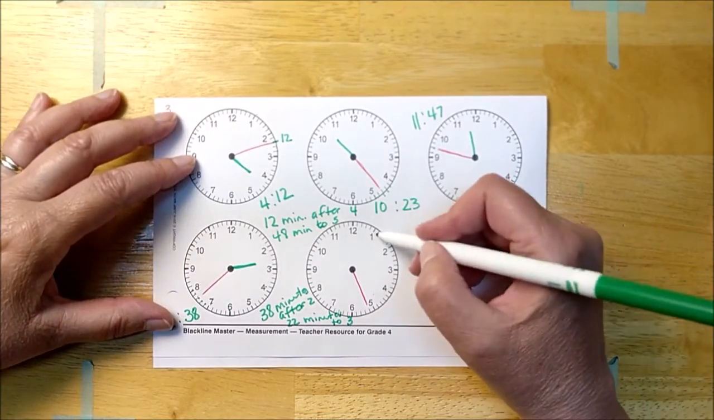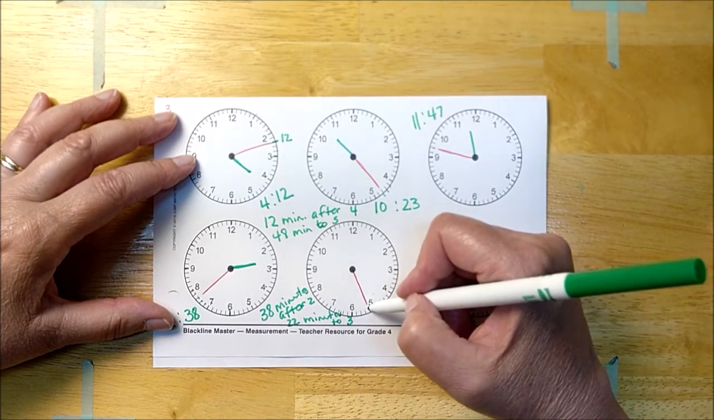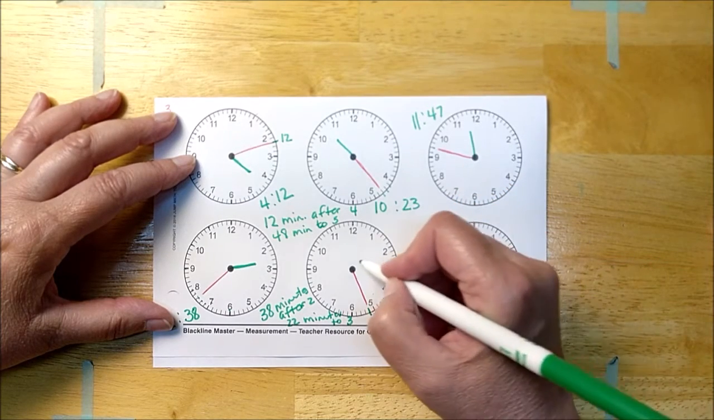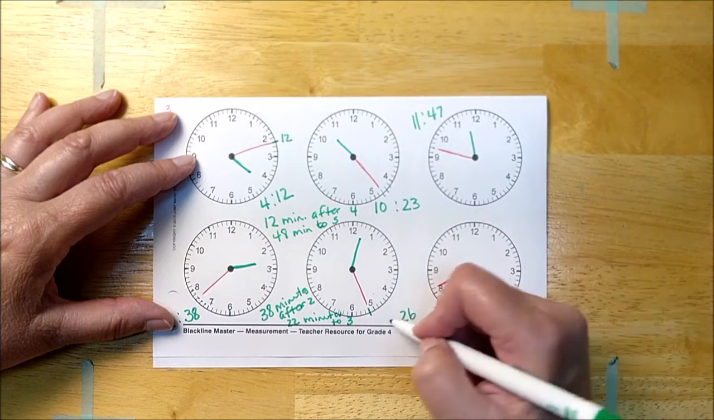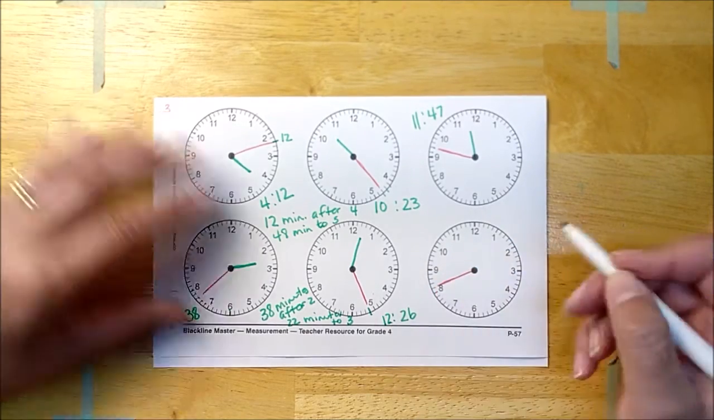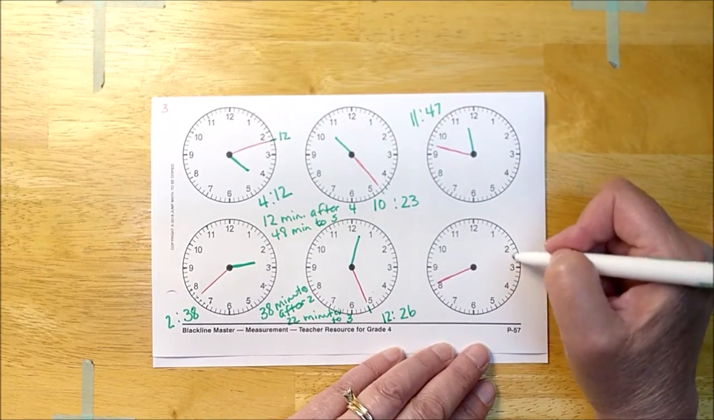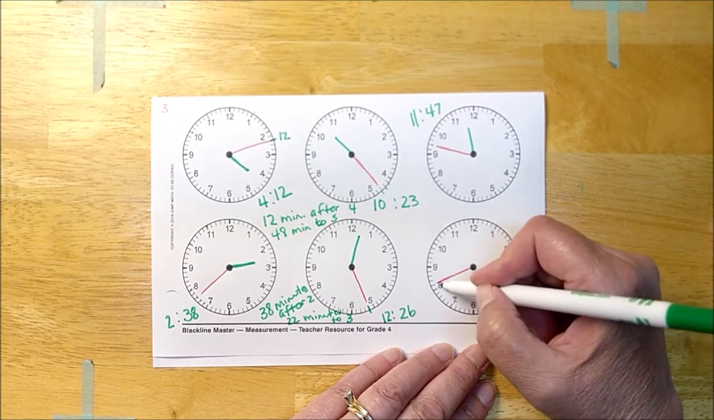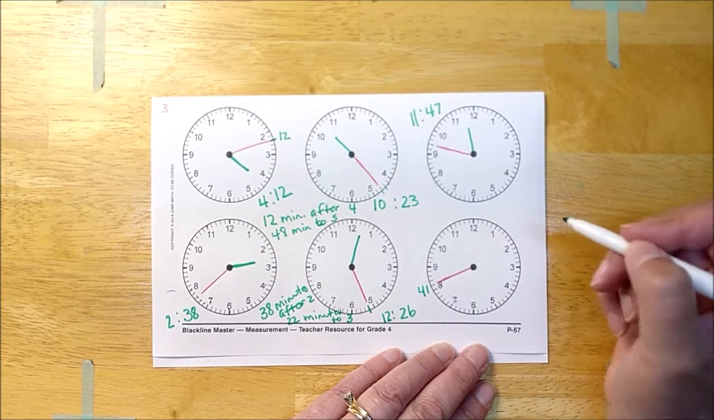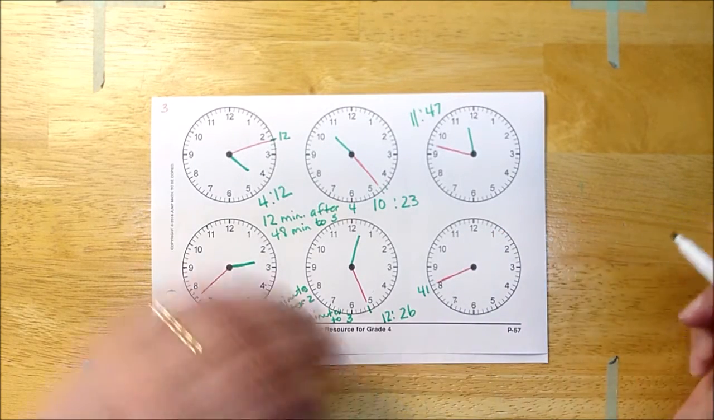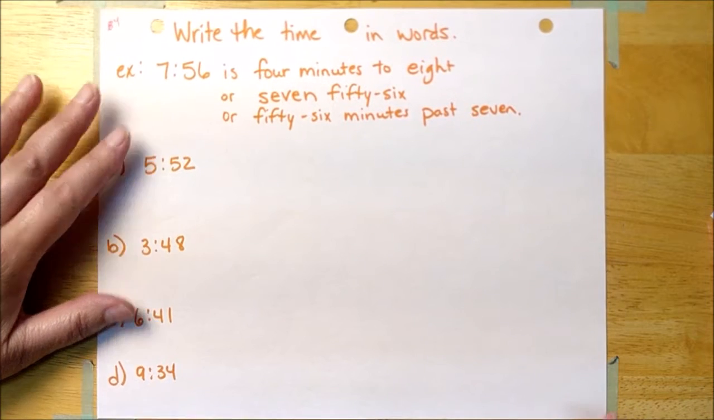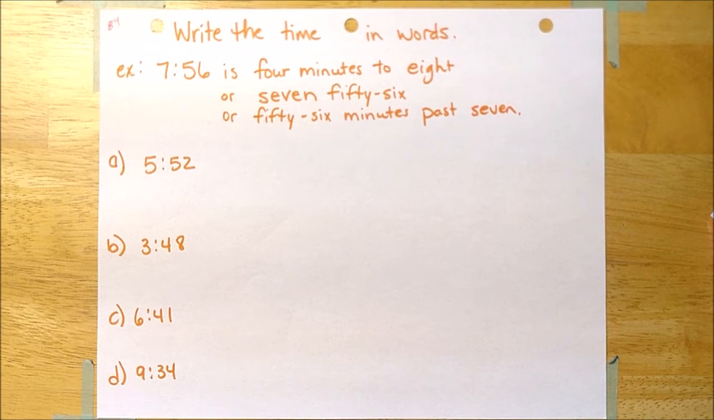This one is 5, 10, 15, 20, 25, 26 minutes after. And if I draw my hand like that, I would say it's 12:26. And this one is pointing to 5, 10, 15, 20, 25, 30, 35, 41 minutes after. 41 minutes after. Okay. So now you're going to see if you can think of all the different ways that you could write the time in words.